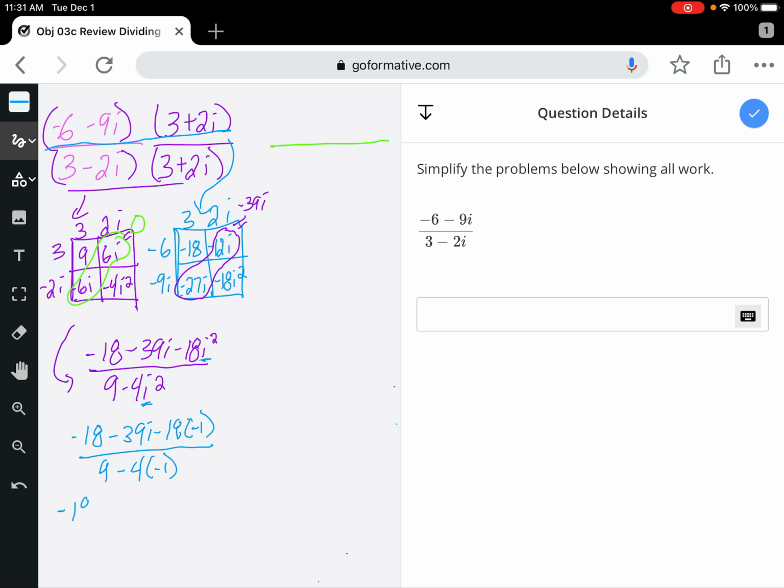This ends up being negative 18 minus 39i plus 18 over 9 plus 4, okay, which is equal to negative 39i over 13. 13 goes into 39 3 times, so my answer is negative 3i. It's kind of a crazy one.